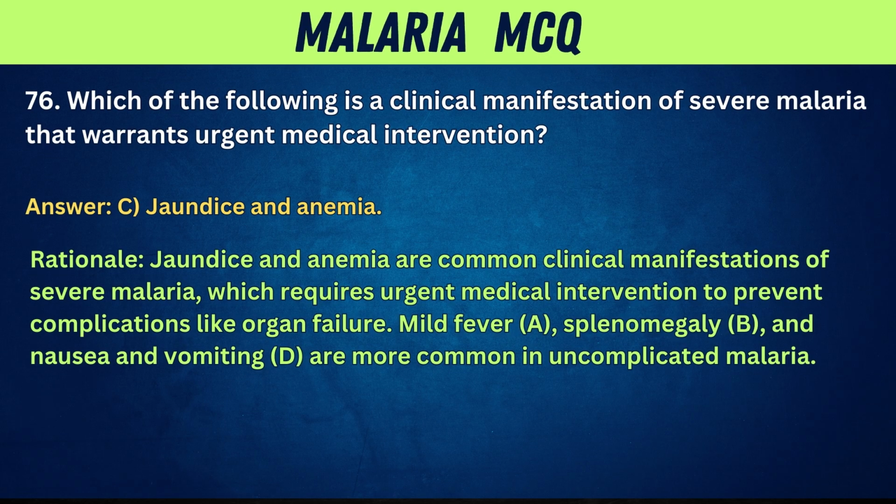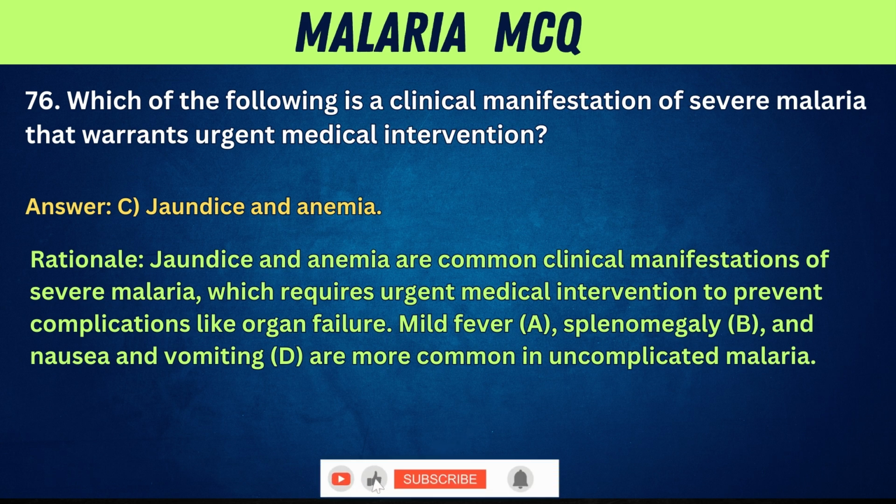Jaundice and anemia. Rationale: jaundice and anemia are common clinical manifestations of severe malaria, which requires urgent medical intervention to prevent complications like organ failure. Mild fever, A, splenomegaly, B, and nausea and vomiting, D, are more common in uncomplicated malaria.